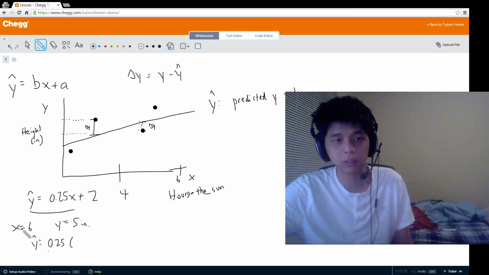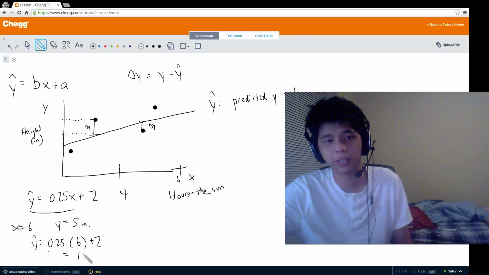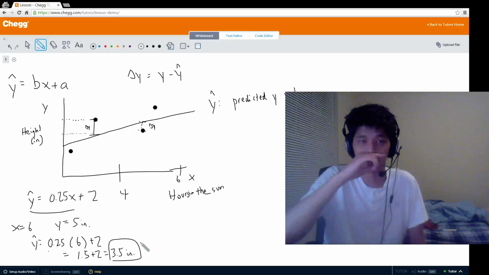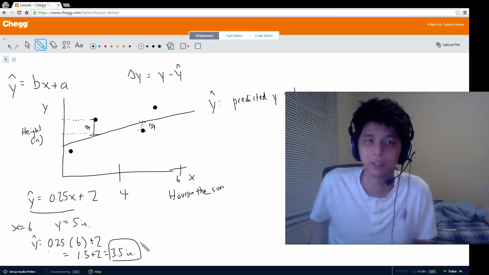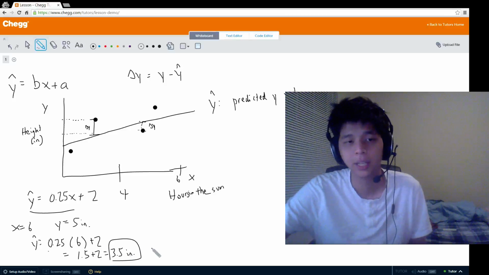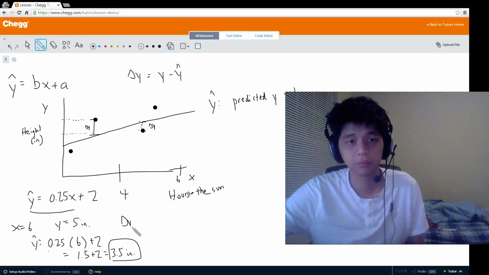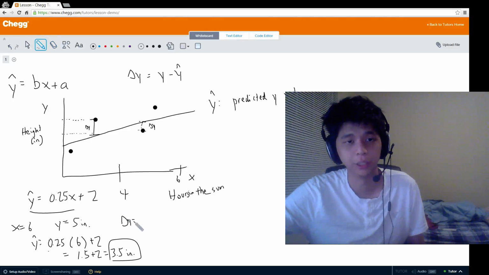So we do this simply by plugging in our x of 6 hours. So 6 times 0.25, that will give us 1.5. So overall, our regression equation predicts that if you let a plant grow for 6 hours in the sun, it's going to be 3.5 inches tall at the end. So now we can use our residual equation to calculate the residual associated with this data point.